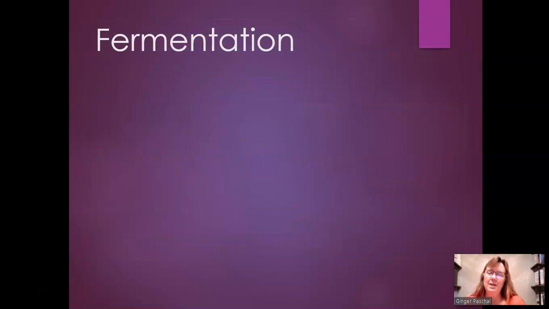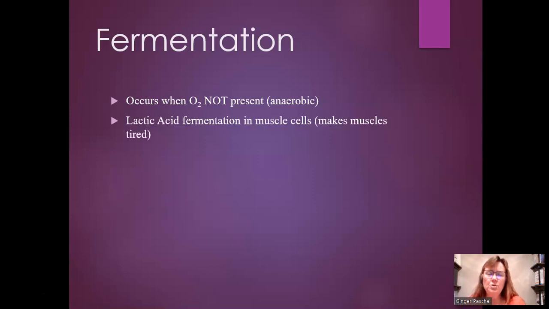All right, fermentation. Fermentation is much more simple than cellular respiration. Fermentation occurs when there's no oxygen present. Fermentation is an anaerobic process, in other words, no oxygen. There are two types of fermentation. There's lactic acid fermentation, and this happens in your muscles. This is what can make your muscles tired and burn. It's that lactic acid production.